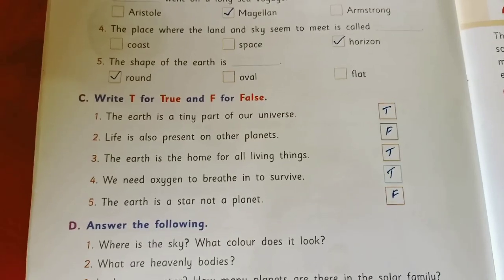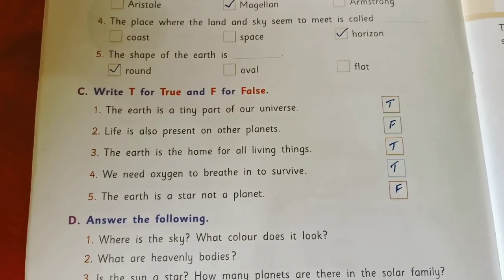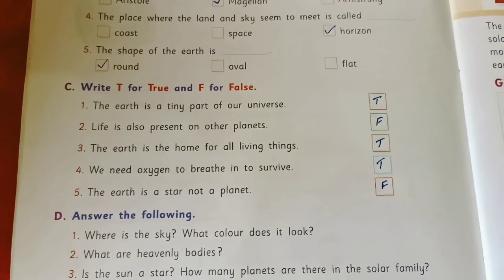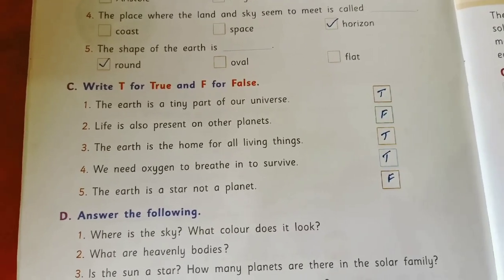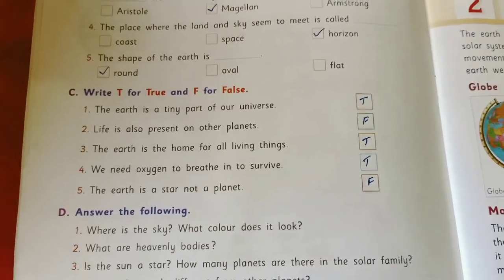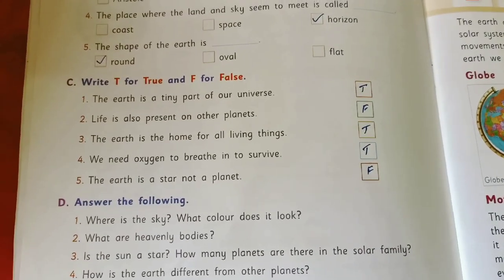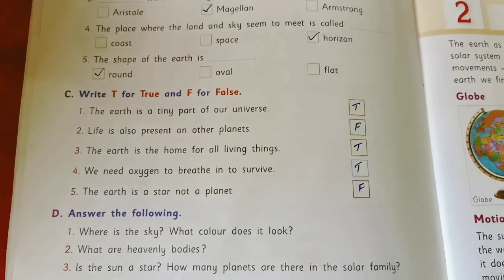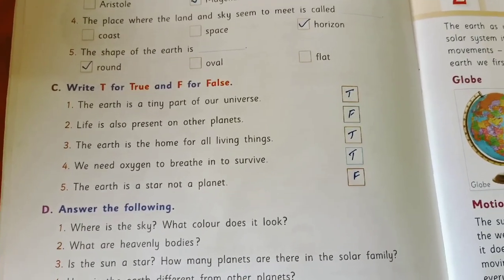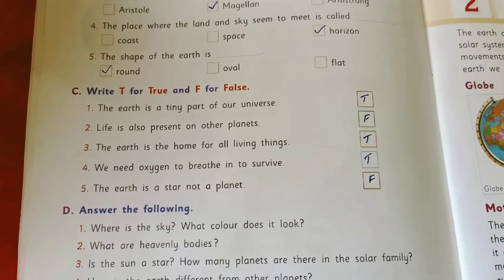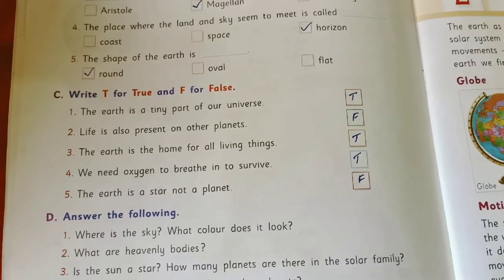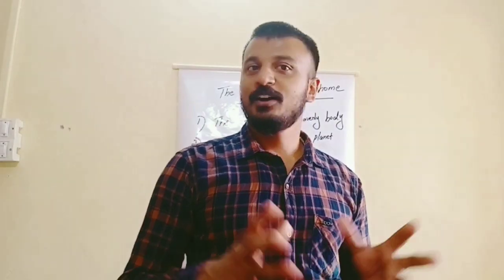Then write T for true and F for false statements. Then first question, the earth is a tiny part of our universe. That is true. Then the second one, life is also present on other planets. That is false. Then the third one, the earth is the home for all living things. That is true. Then the fourth one, we need oxygen to breathe in to survive. That is true. Then the fifth one, the earth is a star, not a planet. That is false.